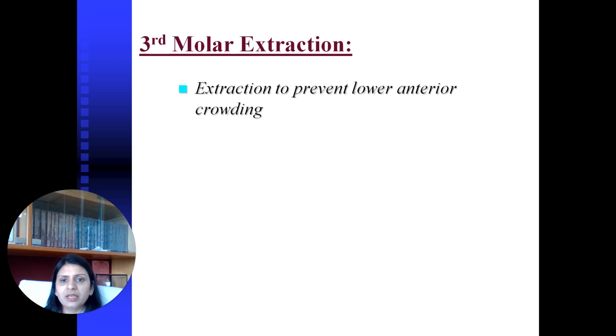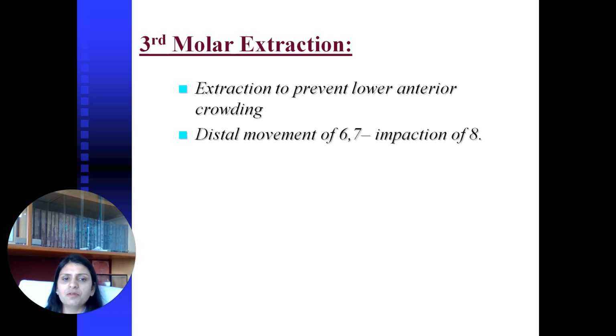Third molars are extracted only to prevent lower anterior crowding and distal movement of 6 or 7, that actually creates impaction of 8. So in those cases, we can go for extraction of third molar. Also, the 8s are extracted before bilateral sagittal split osteotomy. During this surgical procedure, the cuts are made in the region of 8s. So it is always advisable to go for extraction of third molars 6 months before the surgical procedure.